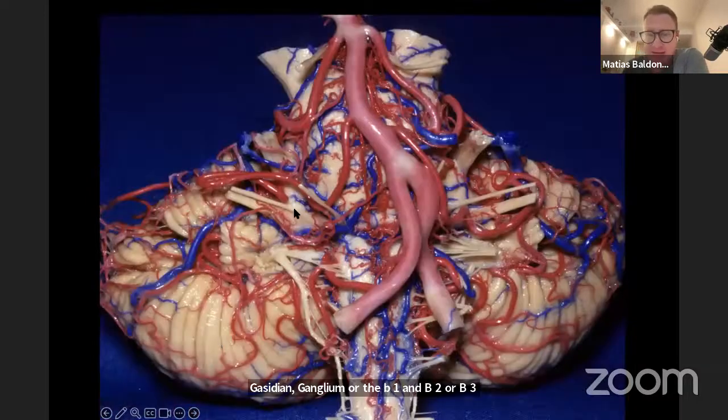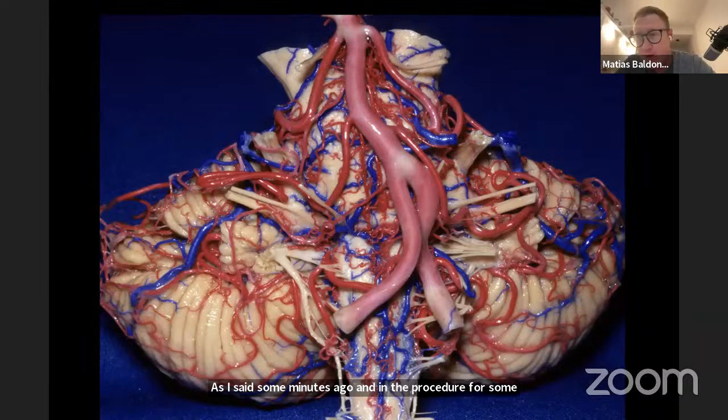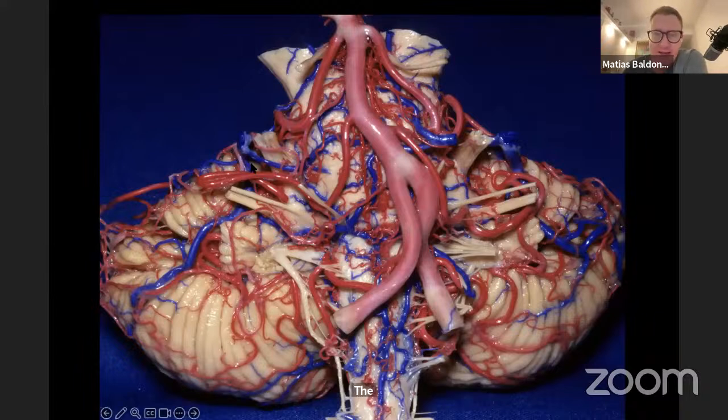As I said some minutes ago, the posterior fossa is very interesting because we have the rule of three. The brainstem has three segments. The cerebellum has three surfaces: tentorial, suboccipital, and petrosal. And we have three neurovascular complexes, and the trigeminal nerve is in close contact with the superior neurovascular complex, okay?